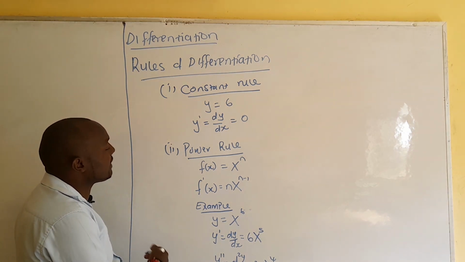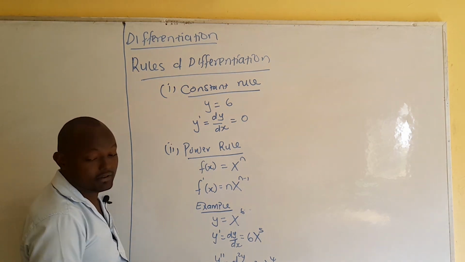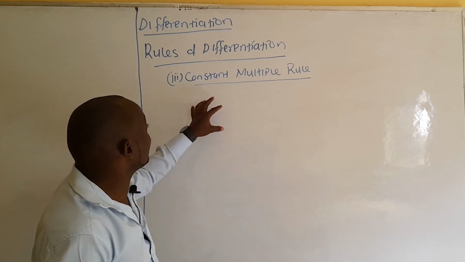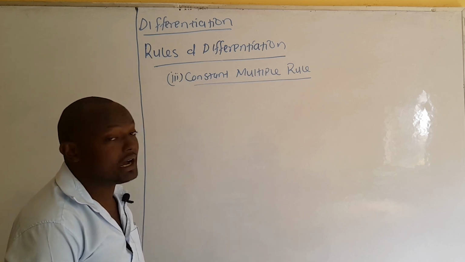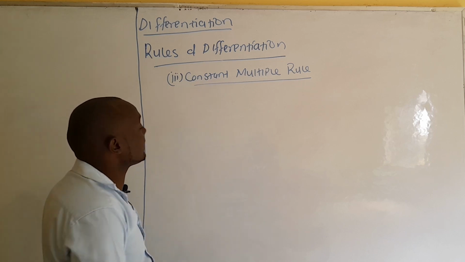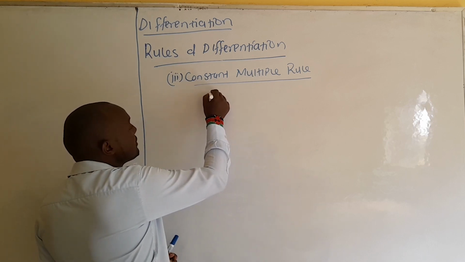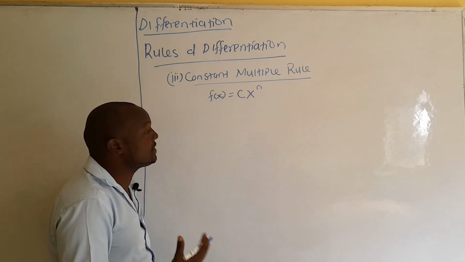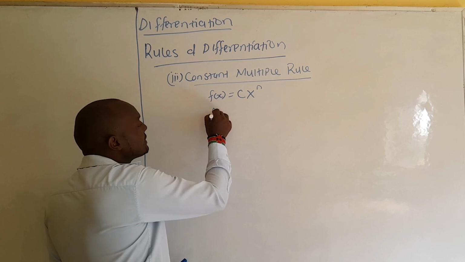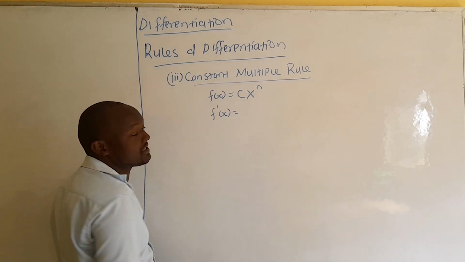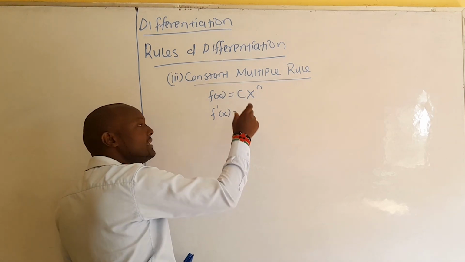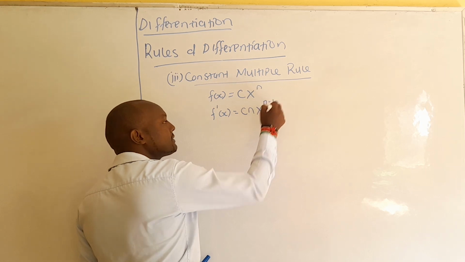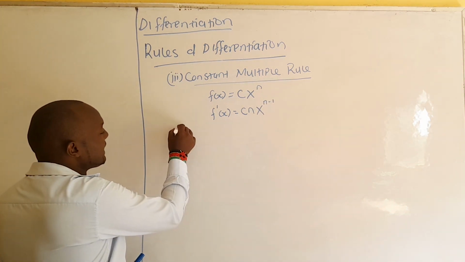Now, let's proceed to the third rule, the constant multiple rule. This is a situation where you have a combination of constant and power rule. Assume now you have been given your function is cx to power n. How do we differentiate this? If you differentiate this, we treat the constant the way it is. So in this case, it will be cn x to power n minus 1.